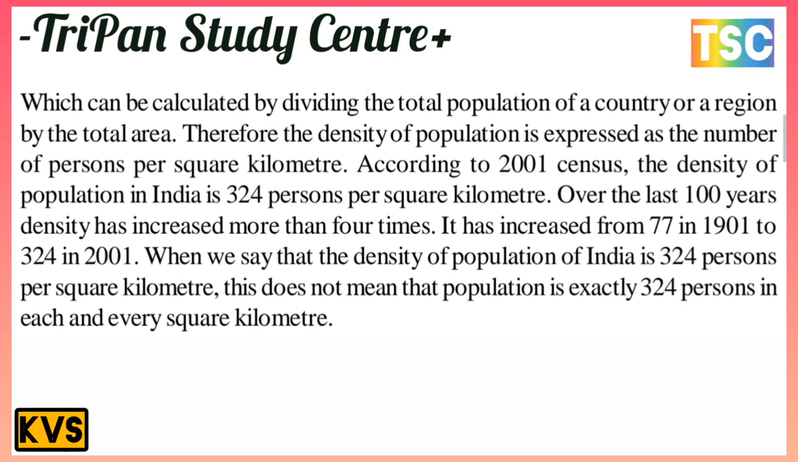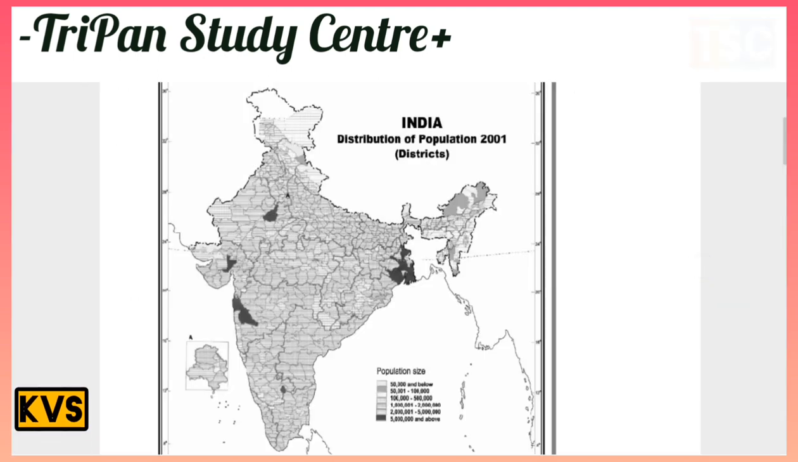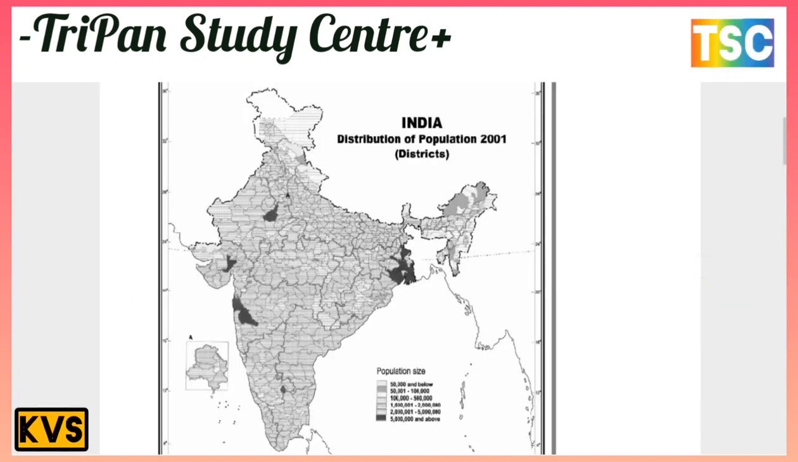And then we have said that the density of population of India is 324 persons per square kilometer. This does not mean that the population is 324 persons in each and every square kilometer. This is important. Also, a map will show on your screen. In this map there is very important information: the distribution of population in 2001 by district.